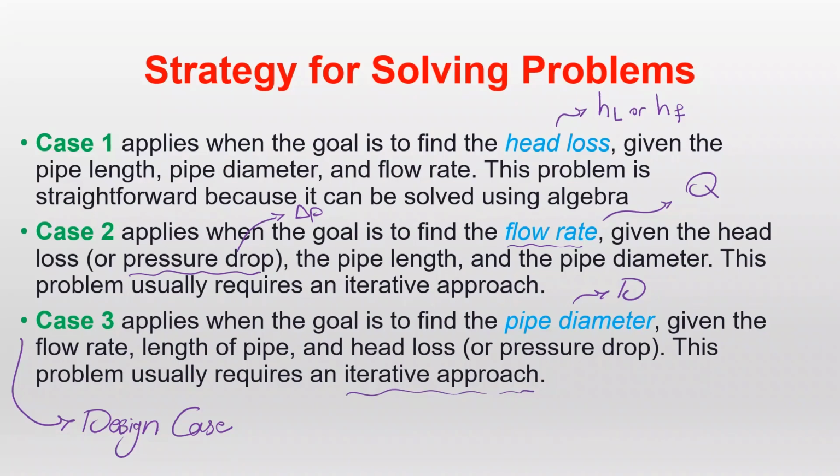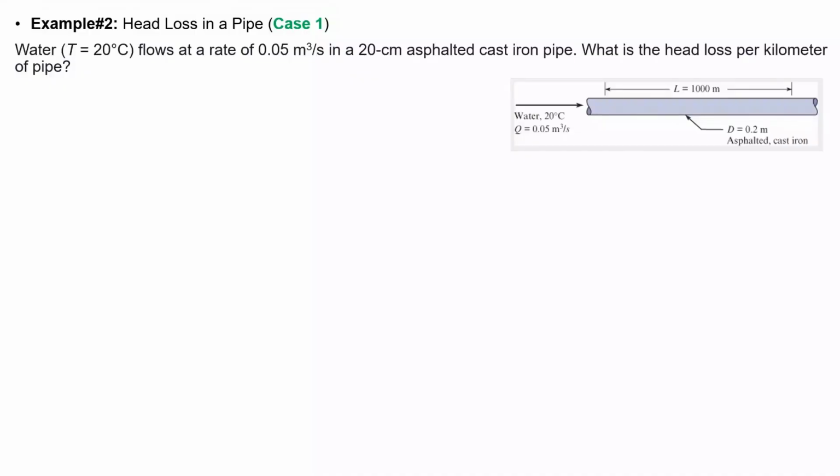I'm going to start with case number 1, which is the easiest, and then next session I'll talk about case number 2 and case number 3. All right, let's take a look at an example that explains case 1 type of problems in pipe flow. Water at 20 degrees Celsius flows at a rate of 0.05 cubic meters per second in a 20 centimeter asphalted cast iron pipe. What is the head loss per kilometer of pipe?